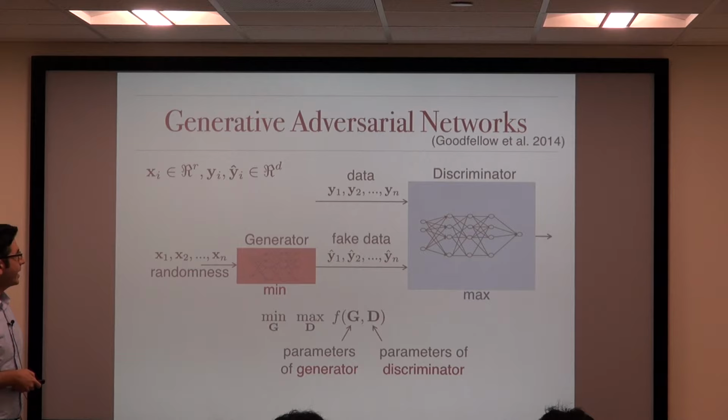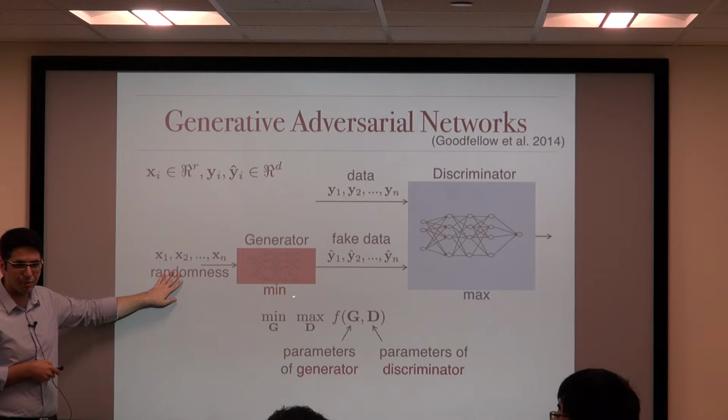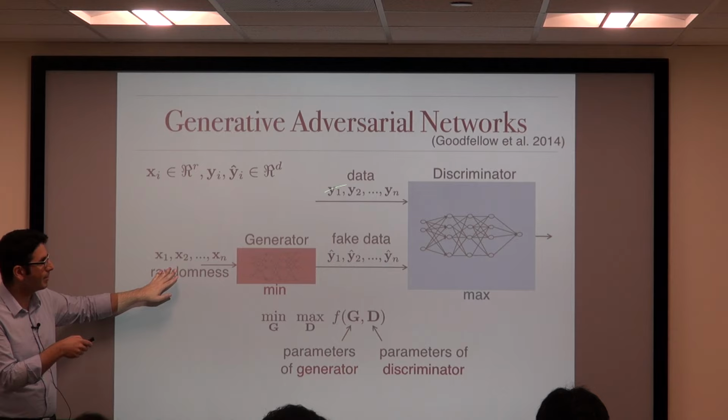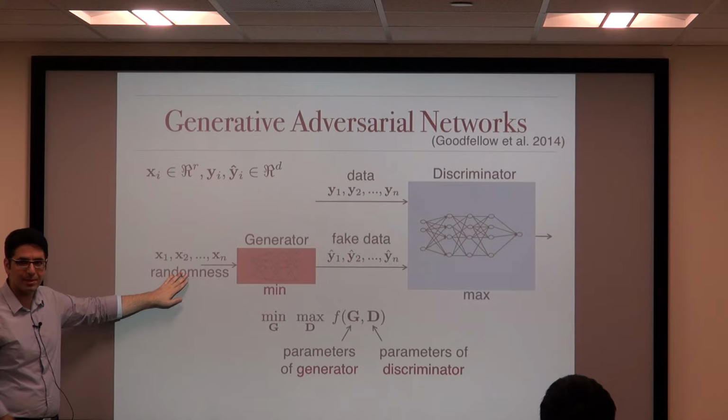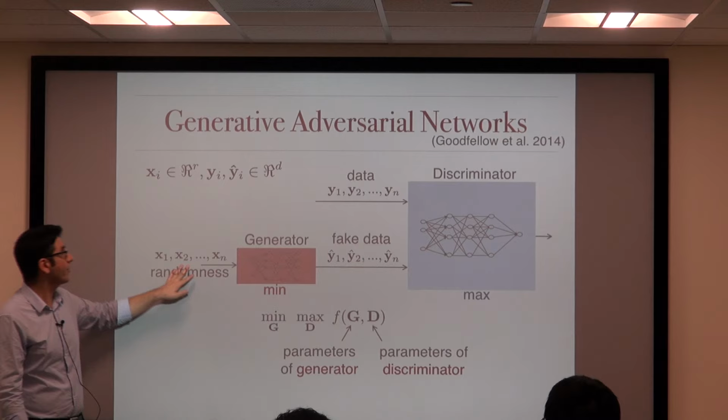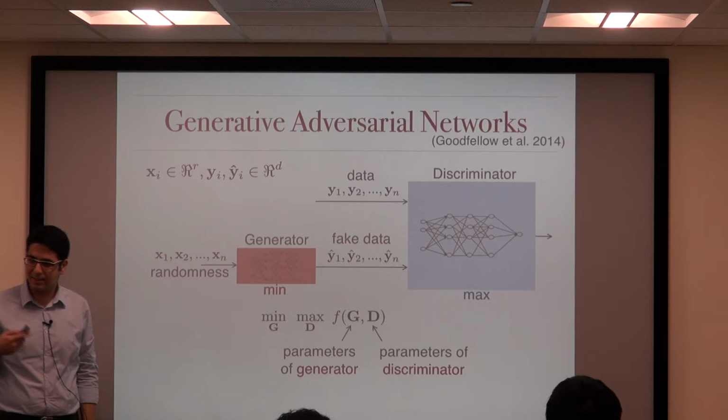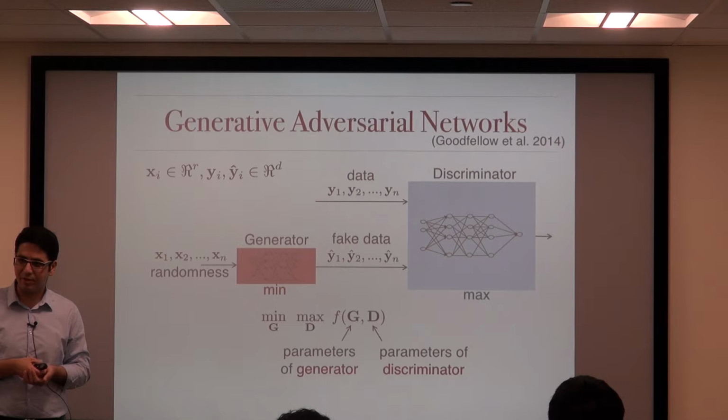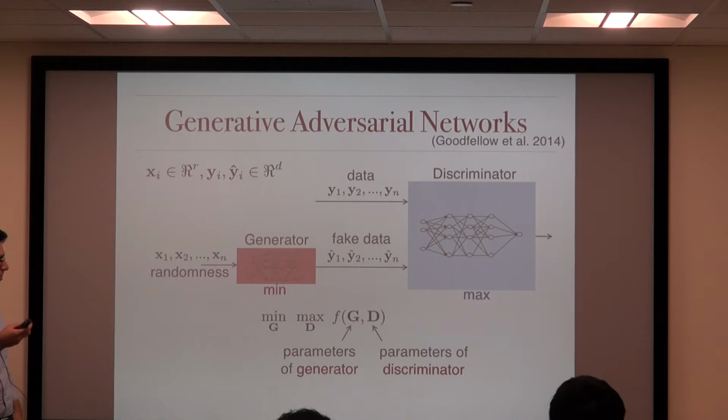One note is that the dimension of the input to the generator doesn't need to match the dimension of the observed samples. For example, the observed samples can be 1,000-dimensional, but the random samples I generate can be from a two-dimensional Gaussian distribution, and the generator will map from an r-dimensional vector to a d-dimensional vector. That's how we get a bit of dimensionality reduction when we are learning the generative model. So this is how GANs were intuitively invented.